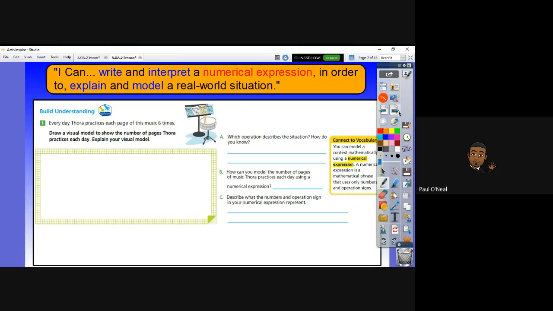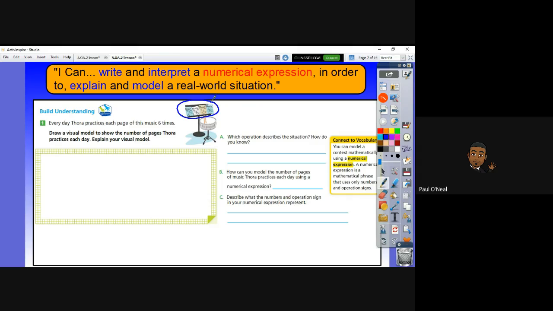So every day, Thora practices. In order to be great, you got to practice. Each page. Well, how do we know how many pages there are? Well, we can kind of look at this picture here, and we can see that there are 4 pages of music that she must, of course, practice with. Every day, Thora practices each page of this music 6 times.